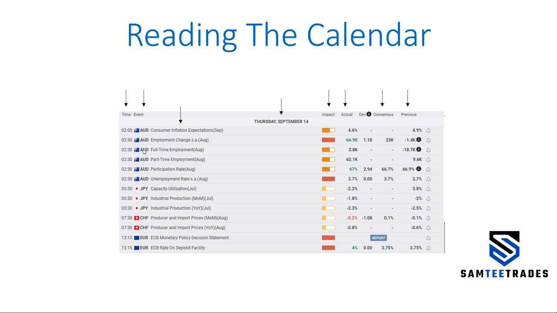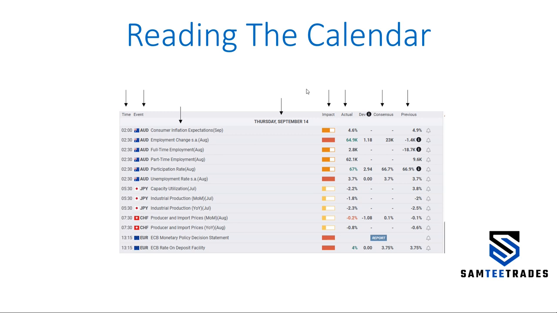Okay? So here just basically says the currency and the type of reading that it is going to be. This is an important one here. You then have the impact section. Just like a traffic light system, yellow, low, basically means it's not high. Orange means it's medium impact, and then red means it's high impact.